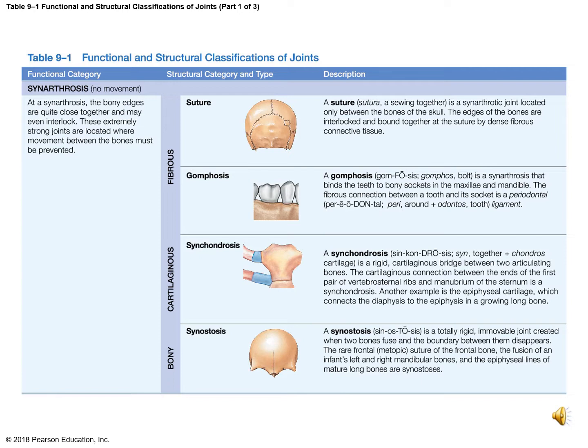Synchondrosis. This is a rigid cartilaginous bridge between two bones. The first rib and the sternum is an example. And chondro means cartilage. And synostosis is a totally rigid, immovable joint when the two bones fuse together and the boundary between them will disappear.